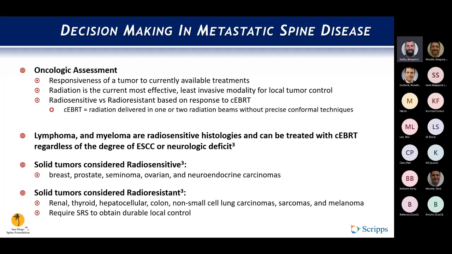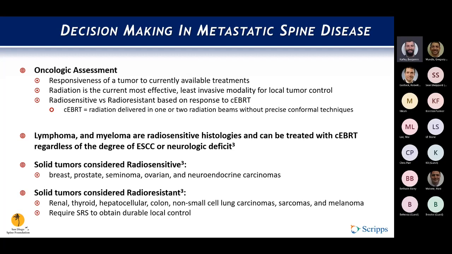For those who don't know, conventional external beam radiotherapy is just 2 beams of radiation without any conformal techniques. Lymphoma and myeloma are thought to be exquisitely radiosensitive, such that they can even be treated regardless of a neurologic deficit or epidural spinal cord compression because they acutely melt away. Solid tumors considered to be radiosensitive would be things like breast, prostate, seminoma, ovarian, and neuroendocrine carcinomas.